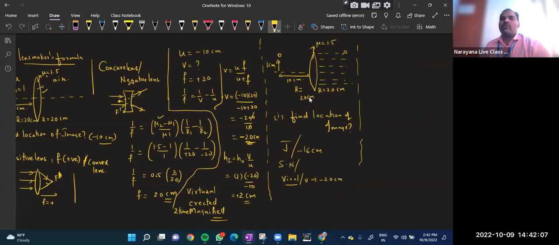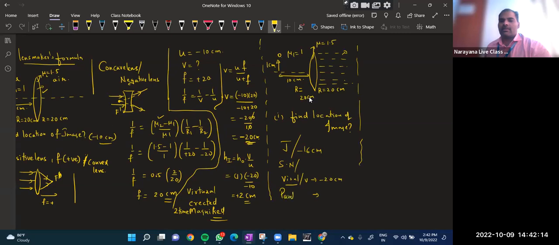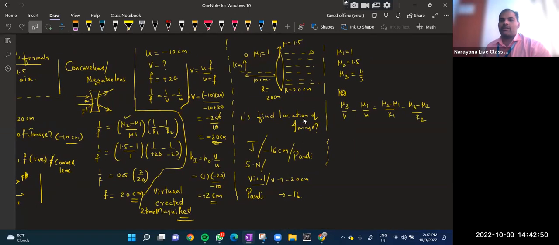Okay. I think you know the formula. Mu 1 equals how much? 1. Mu 2? 1.5. Mu 3? 4/3. So what is the formula? I forgot. Mu 3 by v minus mu 1 by u equals mu 2 minus mu 1 by R1 minus mu 3 minus mu 2 by R2. This is the refraction formula at two surfaces, three media.